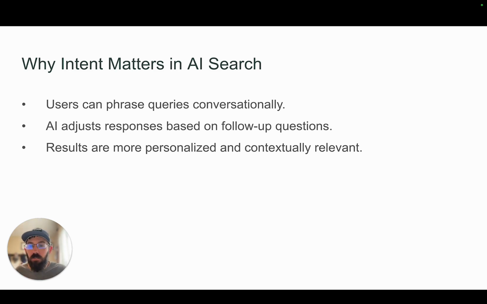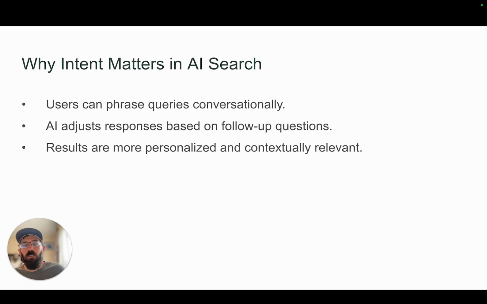Why intent matters in AI search. So users can phrase queries conversationally, like we were just talking about. They're going to interact a little bit differently. AI will then adjust responses based off of follow-up questions. So again, I might ask for the best family restaurant in New York City, and it's going to give me a list of results, and then I might ask it another question to kind of narrow down that list, or ask who has the best lasagna, or who has a vegetarian option, or things like that.